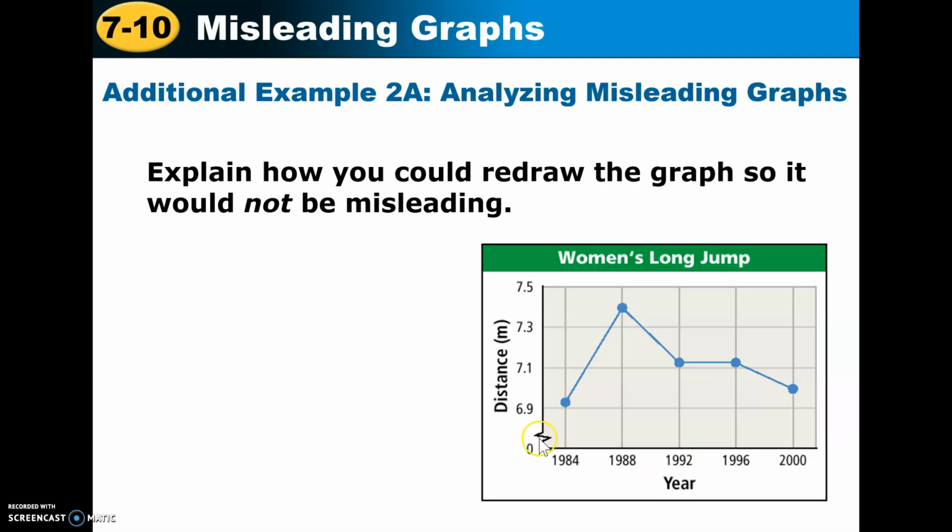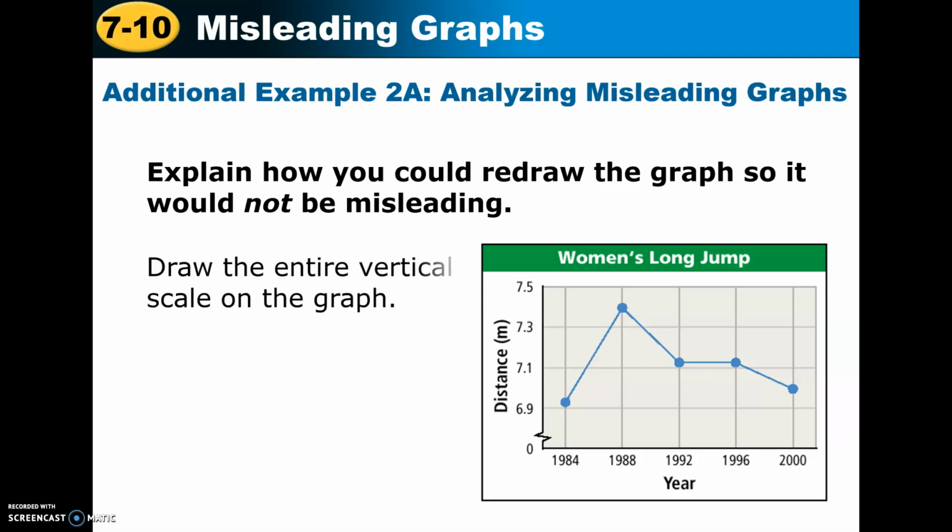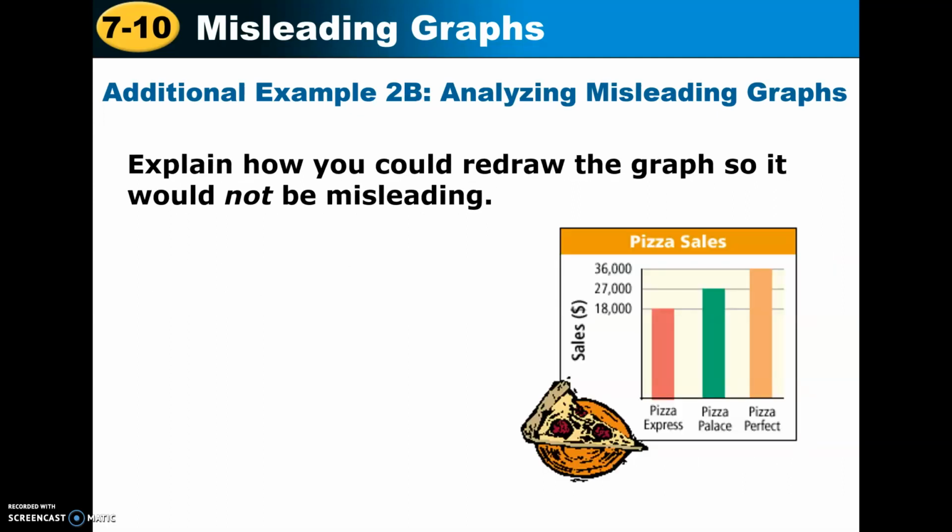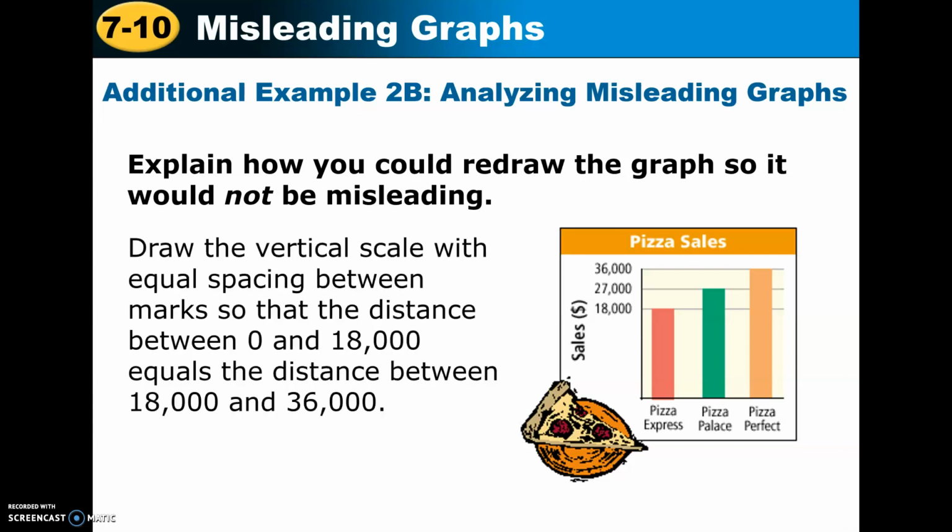Okay, so again, they're talking about this break in the graph. They're saying that since these numbers are so close together, this big distance can be misleading, so you could redraw this without the break, and it would not be as misleading. Okay, what about this one? How could you redraw this so it's not misleading? They said draw the vertical scale here with equal spacing. See how they have this big gap right here? And then these are the same size. That's a no-no. You have to have the scale be the same width.